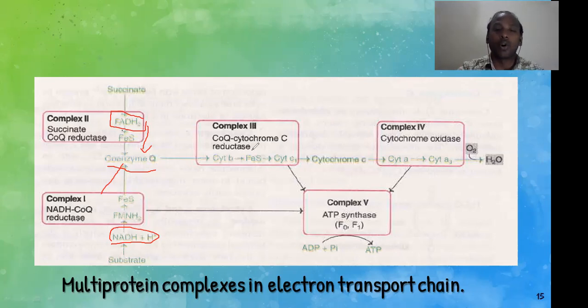And this can be transferred into complex 3, where there is cytochrome B, the iron sulfur center, and cytochrome C1, and it finally gives the electrons to cytochrome C. We also call cytochrome C a connecting link between complex 3 and complex 4. It takes the electrons from complex 3 and gives them to complex 4, and in complex 4 the electrons pass on to cytochrome A and cytochrome A3, and finally to molecular oxygen, which is reduced, and that form is the water molecule. So this is how it happens.